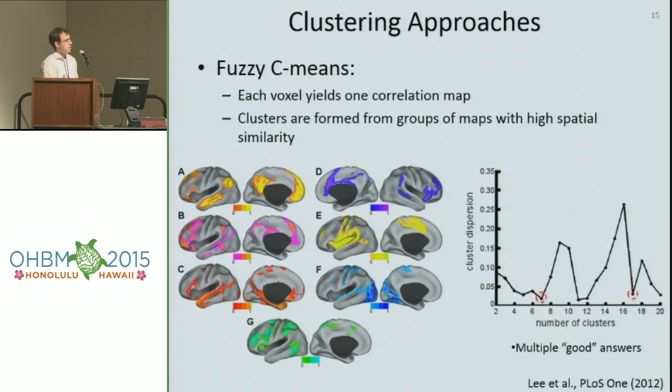And for example, we see this as local minima in a cluster dispersion metric, or the amount of error we get at each number of clusters. So I'd like to point out that we see local minima at, for example, 7 and 17 clusters, meaning that these are 2 reasonable solutions to break up the data.